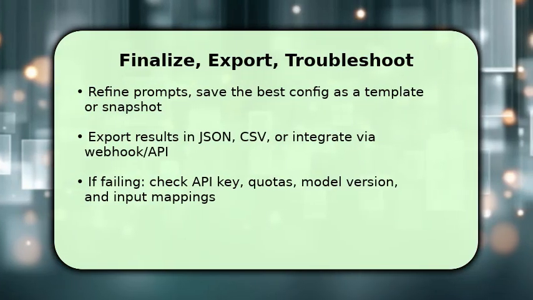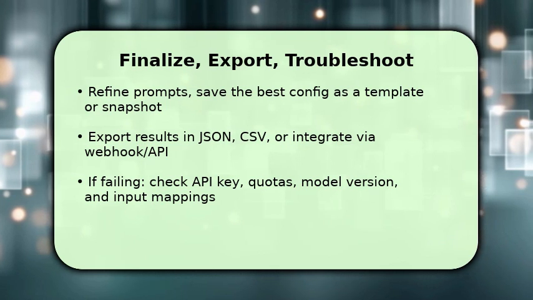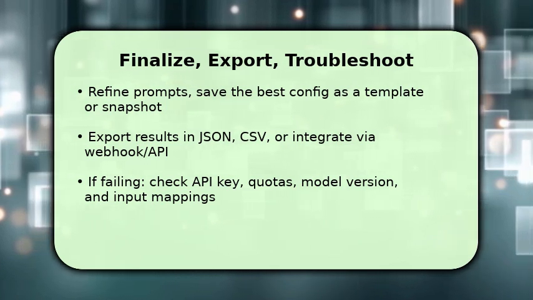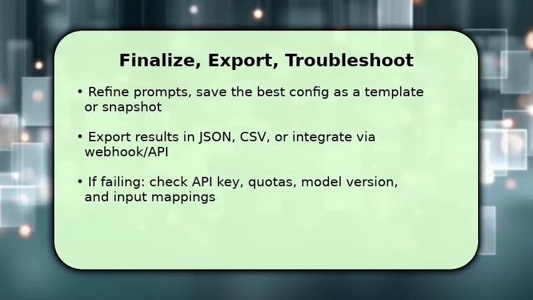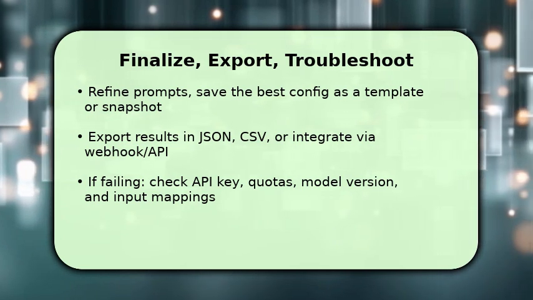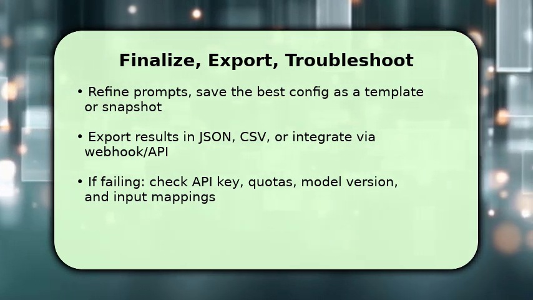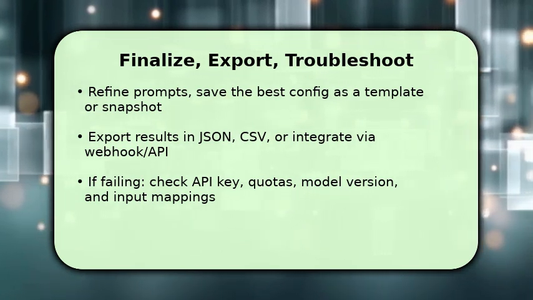You finish by refining outputs and exporting or integrating the results. Iterate on prompts to improve accuracy, then save the final configuration as a template or snapshot for reproducibility. When satisfied, export results to JSON or CSV, or set up a webhook or API integration for automation. Make sure you record version and settings to replicate runs.